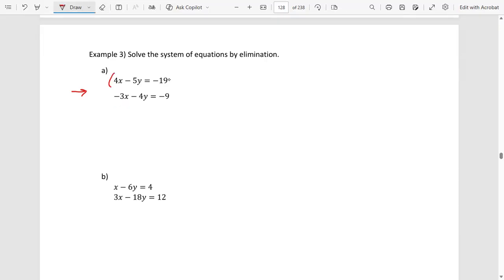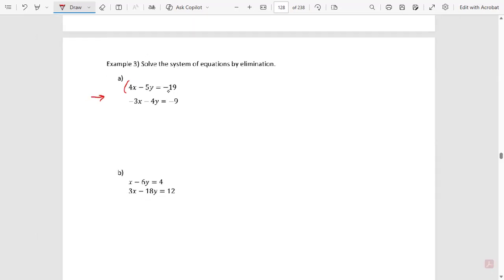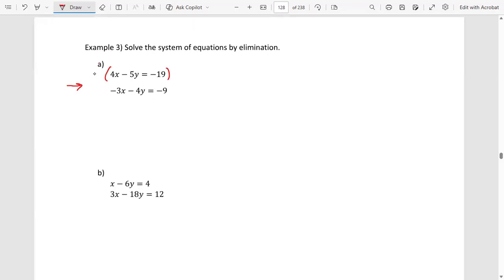I can multiply the first equation by 3, because I have 3x in the second, and I will multiply the second equation by 4 because I have 4x up there. Then I will get 12, which is the same number for x. But remember, when you multiply everything by 3, not only the x. 3 times 4x is 12x. 3 times negative 5y is negative 15y. 3 times negative 19 is negative 57.